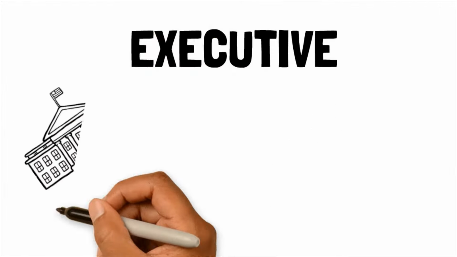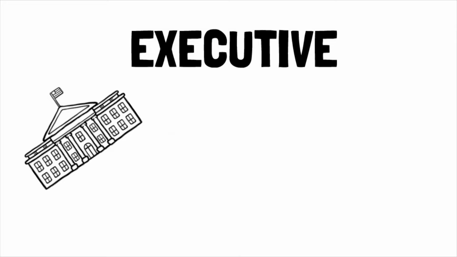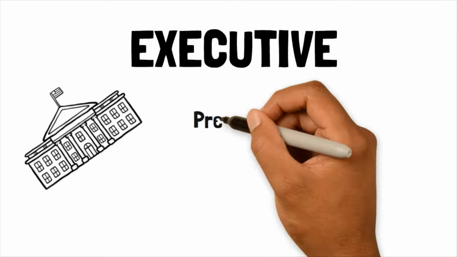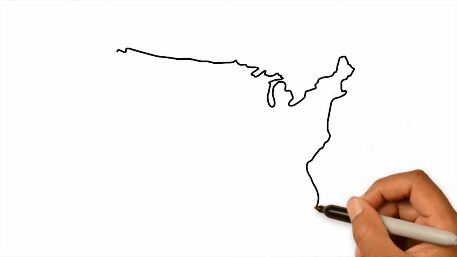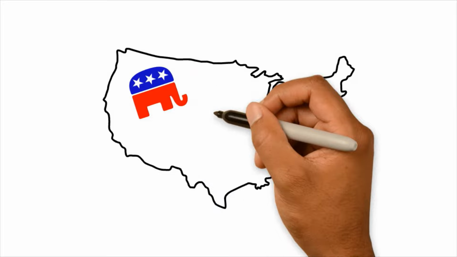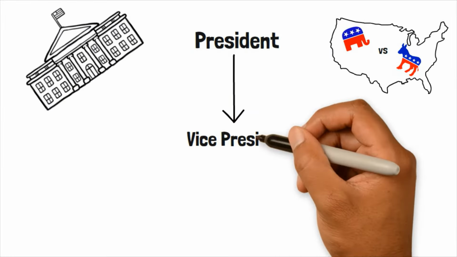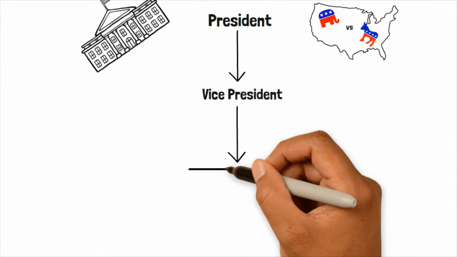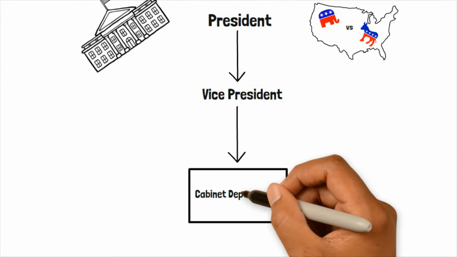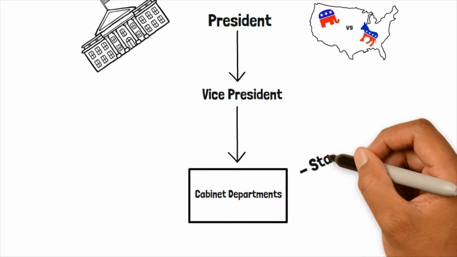The executive branch of the U.S. government is the branch that enforces or carries out laws. The head of this branch is the President of the United States, who is elected every 4 years for a maximum of 2 terms in a nationwide election. Under the President is the Vice President and the various cabinet departments. Each department, which is led by a secretary, has a specific responsibility.